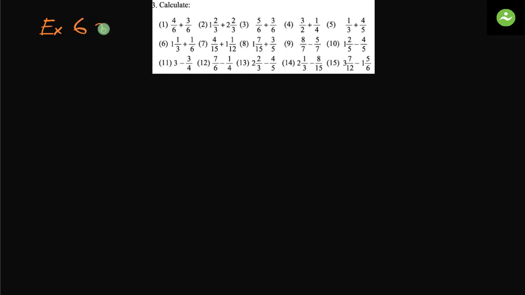6a. Question number 3. Calculate. We have to do the calculation. How many questions here? 1, 2, 3 up to 15. So 15 problems we have to solve. We might not be able to solve all, but we will surely solve each type of problem here.